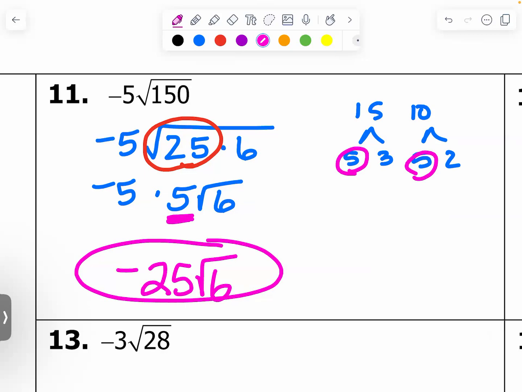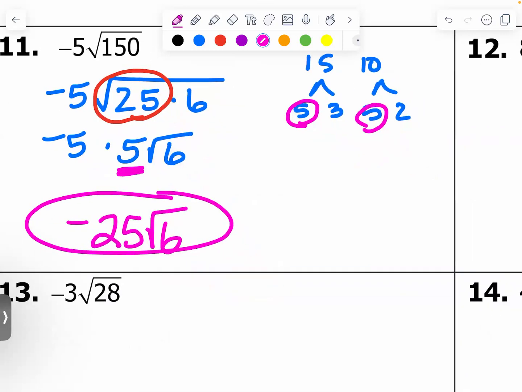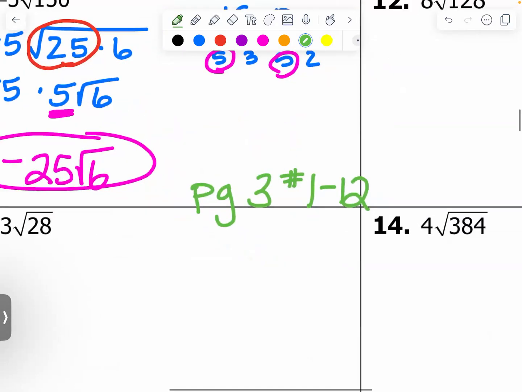Okay. We still need to talk about what if there are variables under our radical. So part of your homework, only part of your homework, just go ahead and mark it, is on page 3, number 1 through 12. Okay, so you can cross out the rest. And then I want you to turn to page 4 for us to continue. So this is homework part 1. And we're going to turn to page 4.